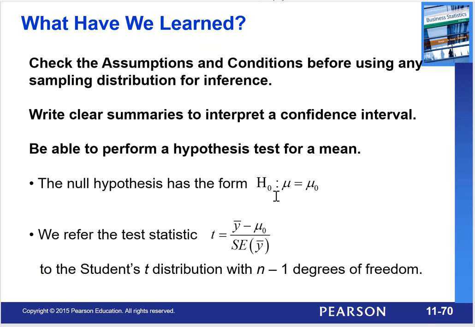Check your assumptions and conditions before using any sampling distribution or inference. Make sure you write out clear summaries to interpret your confidence interval, and make sure you actually answer the question asked of you. Be able to perform a hypothesis test for the mean, so make sure you're careful. Your null always has the same form. Your test statistic always has the same form. Your alternate is the thing that might change, so be careful.